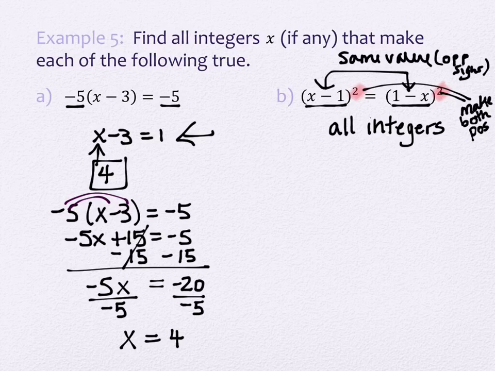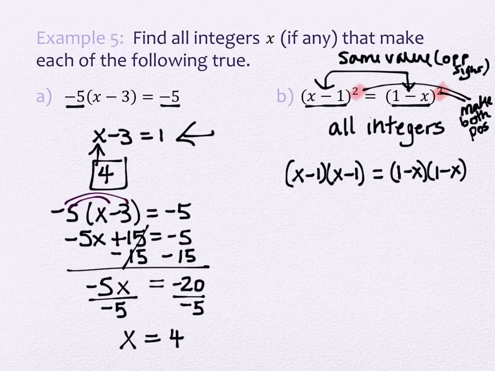But let me show you what it would look like if you were doing this in terms of algebra. So in terms of algebra, we would have x minus 1 times x minus 1 on the left, and we'd have 1 minus x times 1 minus x on the right. Is everybody good so far?